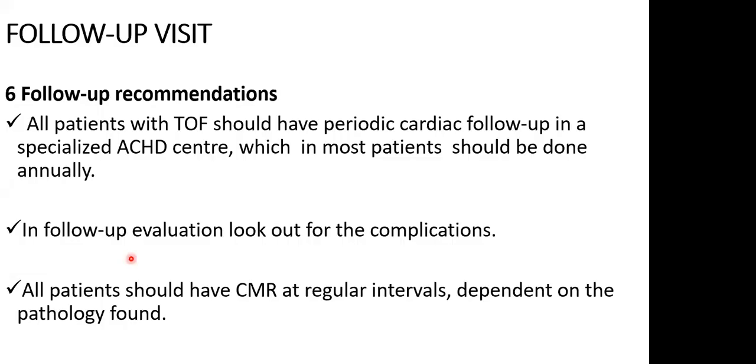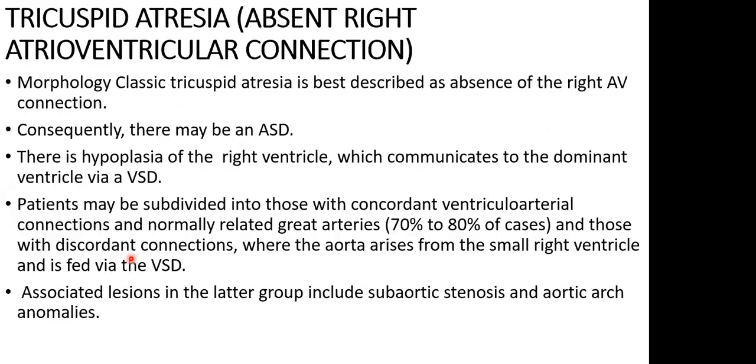So in following up this patient, all patients with TOF should have periodic cardiac follow-up in a specialized adult congenital heart disease center, which in most patients should be done annually. And in follow-up, we should look out for complications in this patient. Then a cardiac magnetic resonance imaging should be done at regular intervals, depending on the pathologies that were found in this patient. So the next one I'm talking about is the tricuspid atresia.